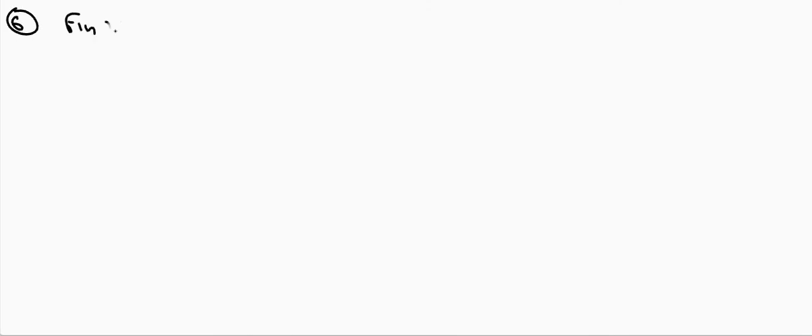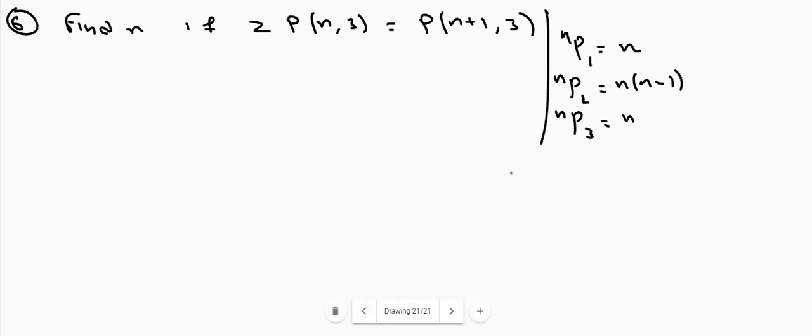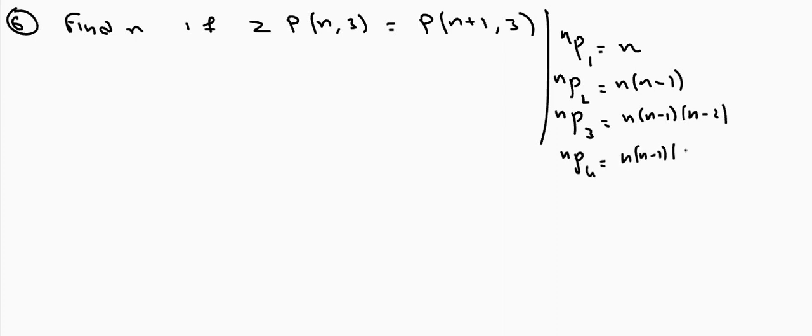Next, question number 6. Find n if 2 times nP3 equals (n plus 1)P3. We all know that nP1 is equal to n, nP2 is equal to, we have to write 2 terms in reverse order, n into (n minus 1). If it is nP3, then you can write n into (n minus 1) into (n minus 2), nP4, n, (n minus 1), (n minus 2), (n minus 3), like that. Okay.